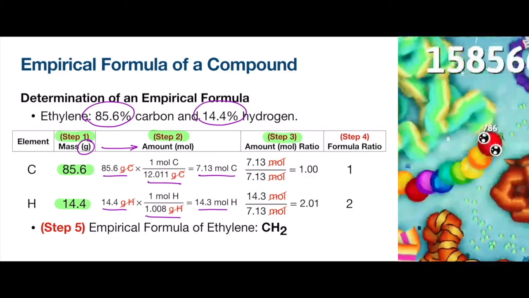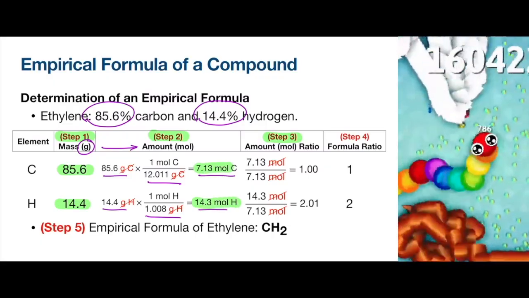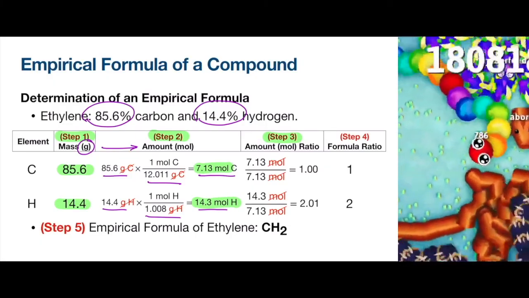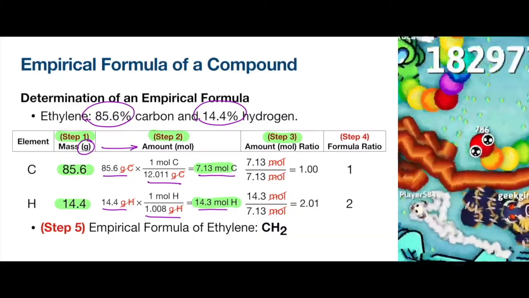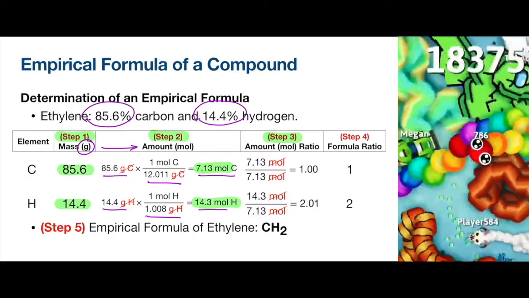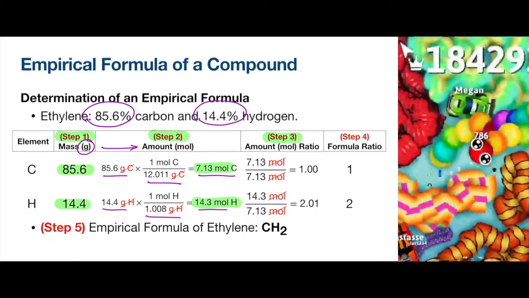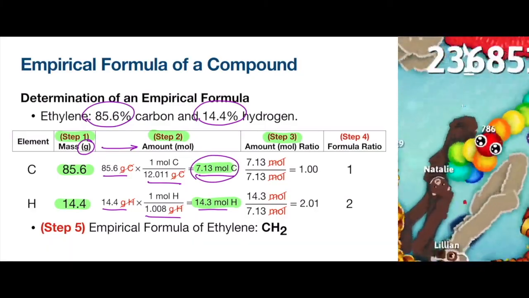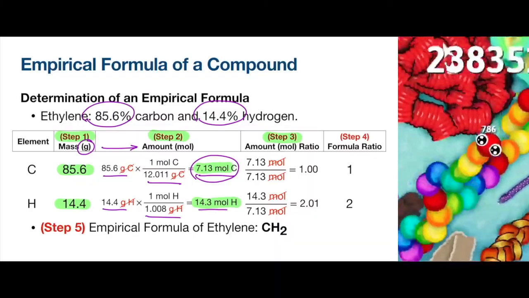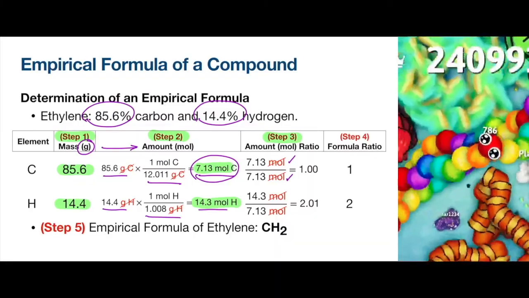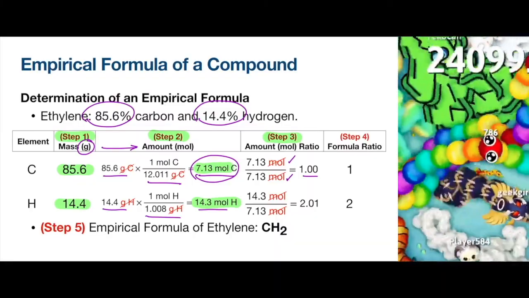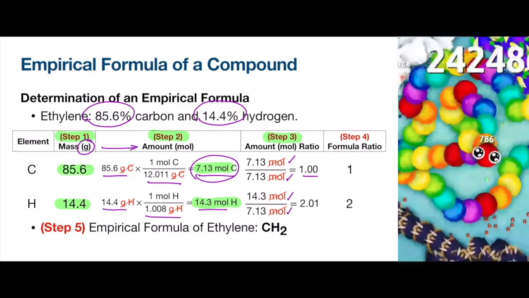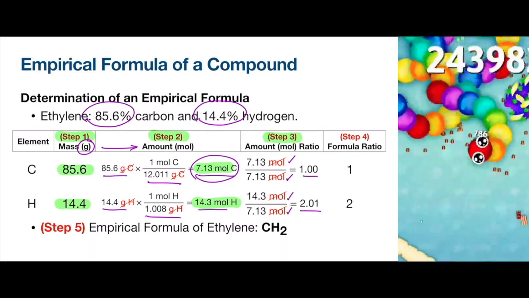In step 3, the ratio of these moles must be determined. This is most easily done by dividing each number of moles by the smallest number of moles. In this problem, the smallest number of moles is 7.13. Thus, for carbon, we have 7.13 divided by 7.13, which is equal to 1. And for hydrogen, 14.3 divided by 7.13 is equal to 2.01.